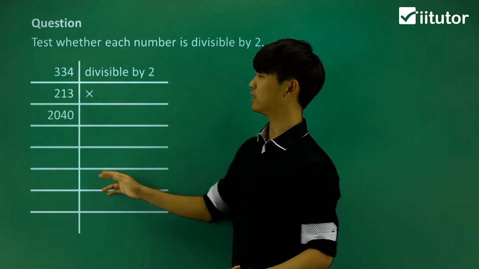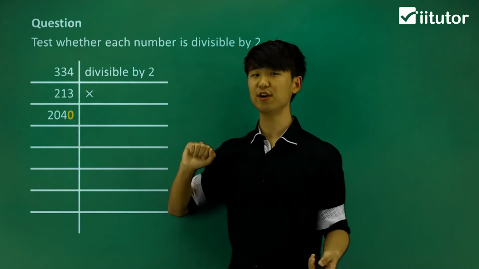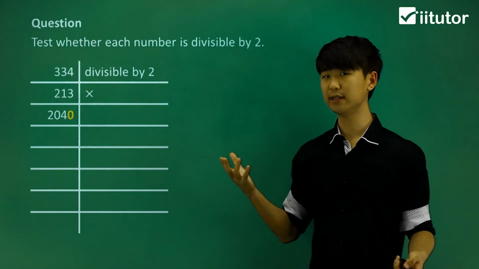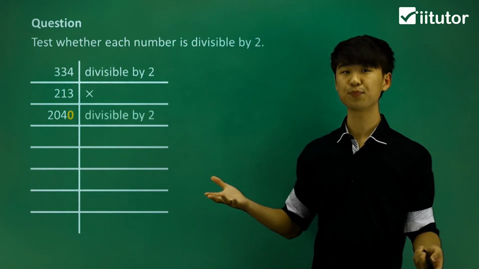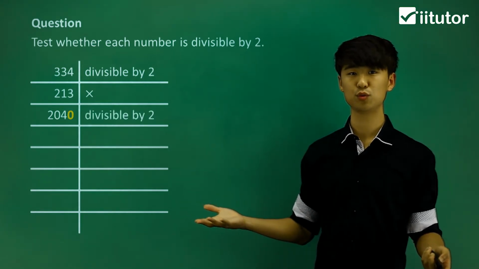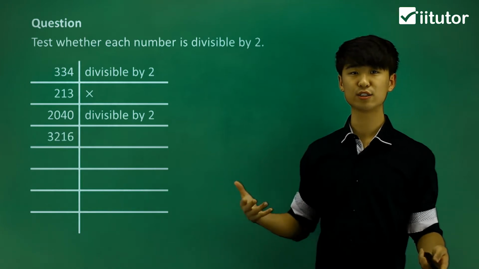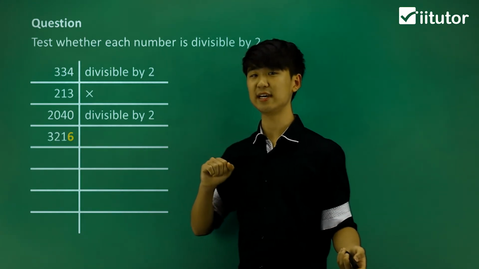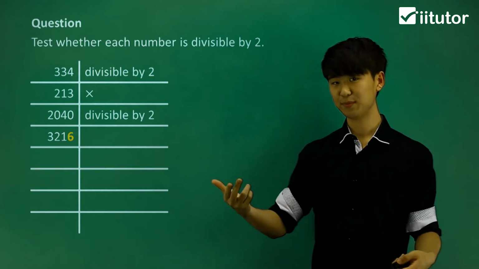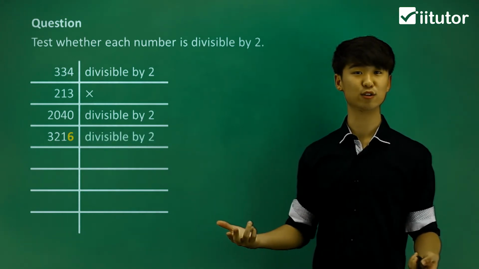2040. The last digit is 0, and 0 again is one of the numbers that can be divisible by 2, so this one is divisible by 2. 3216. The last digit here is 6, and of course that last digit 6 means the whole number is even, which means it is also divisible by 2.